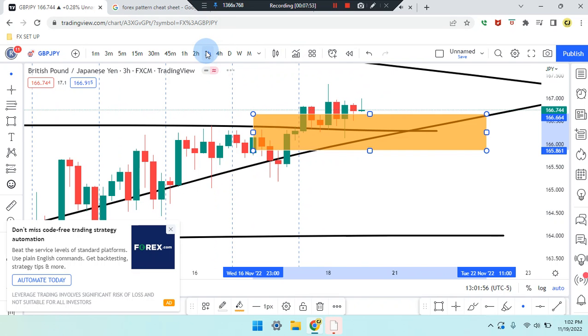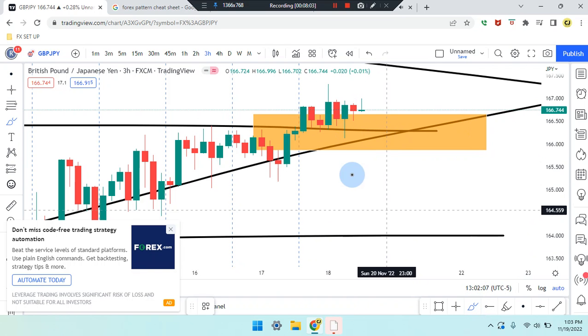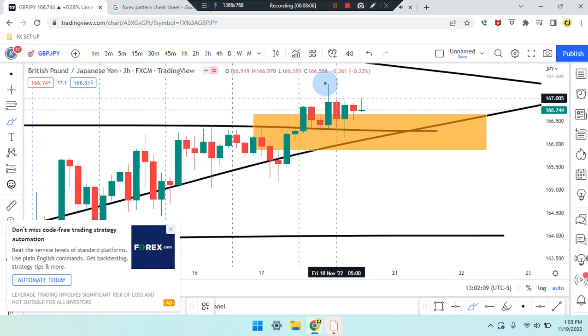Headed down to the 3-hour time frame. Price action top of the zone, price second, third, fourth, fifth, sixth last candle, all hanging out within each other. So it's having a hard time breaking out. Could be identifying as a pattern.